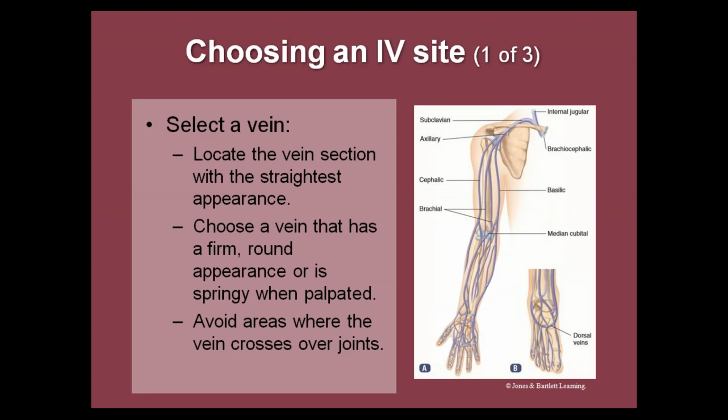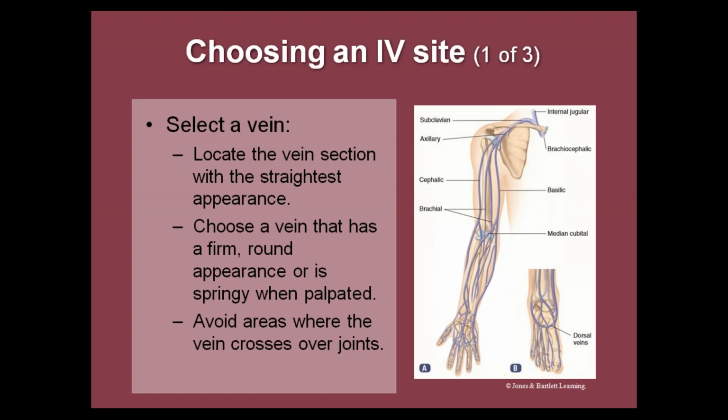Avoid areas where the vein crosses over joints. Although we go for the AC, that's kind of across a joint, but yeah. But try to avoid those areas. So the picture here shows some of the typical areas that we might go for the IV.